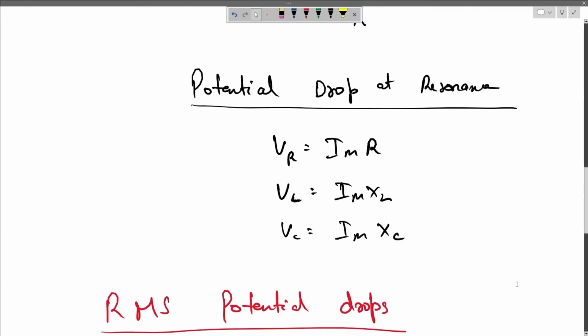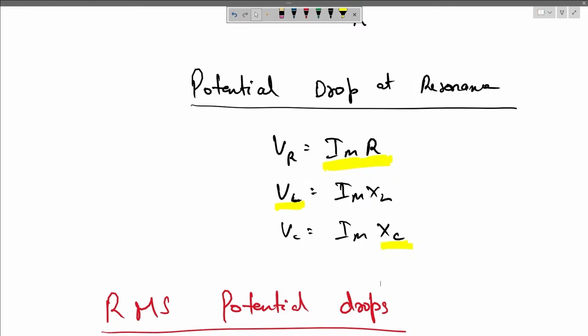And potential drop at resonance is given by VR equals Im multiplied by R, where Im is the peak current and R is the resistance. Similarly, VL, that is the potential drop across the inductor, is equal to Im multiplied by XL, where XL is the inductive reactance. Similarly, the potential drop across the capacitor is equal to Im multiplied by XC, where XC is the capacitive reactance.